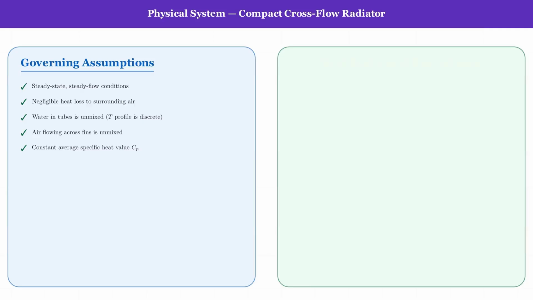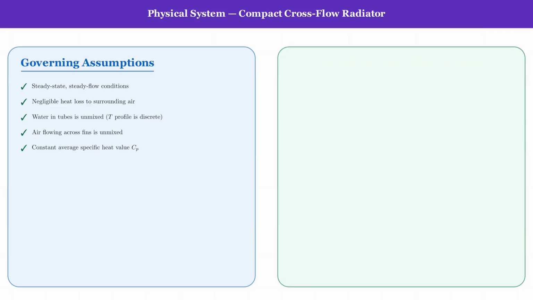Third, the water inside the tubes is unmixed. Each tube is an isolated channel. There is no mechanism for water in one tube to exchange energy laterally with water in another. The temperature profile across the tube bundle is discrete, not continuous. Fourth, the air flowing across the fins is also unmixed. The fin structure channels each airstream in a straight path across the radiator. No lateral mixing occurs between adjacent air channels. This is the physical basis for the both fluids unmixed cross-flow classification.